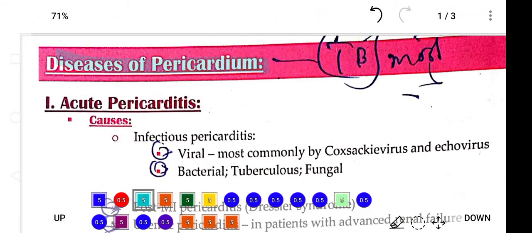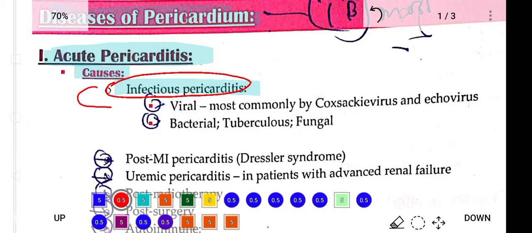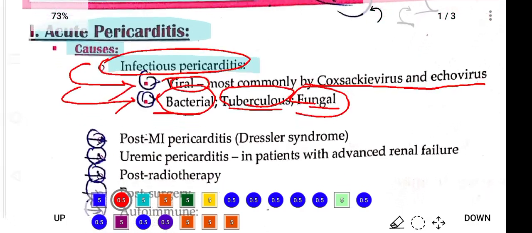Okay, so now we will look at the diseases of the pericardium. Acute pericarditis is inflammation of the pericardium caused by infection, whether viral, bacterial, tubercular, or fungal. Viral causes are Coxsackie virus or echovirus, while bacterial, tubercular, and fungal causes are also present.